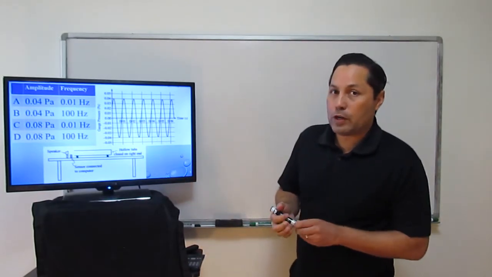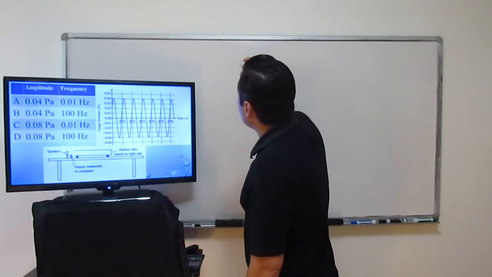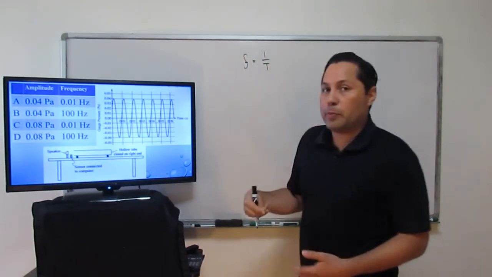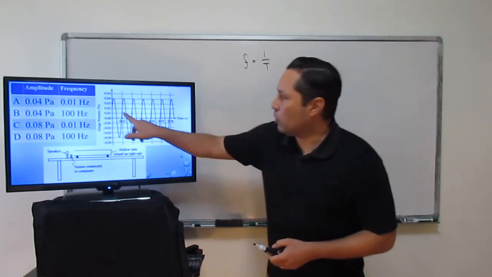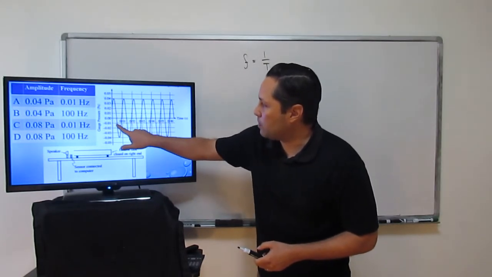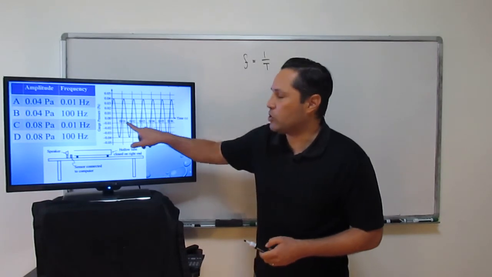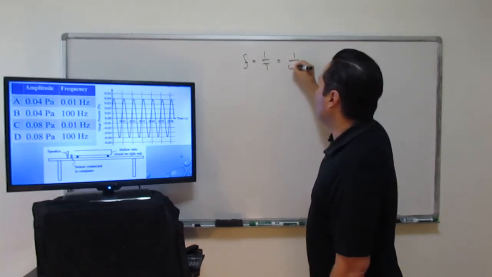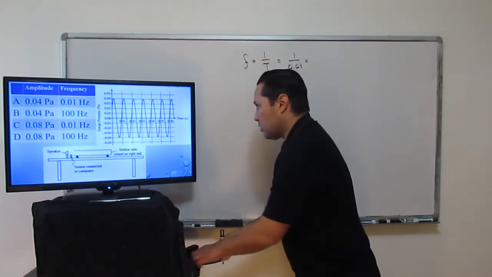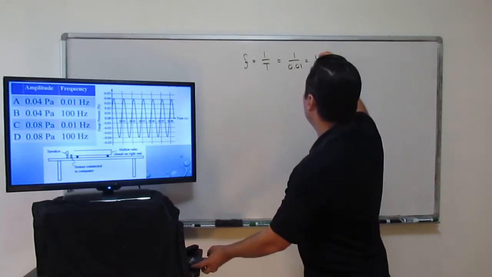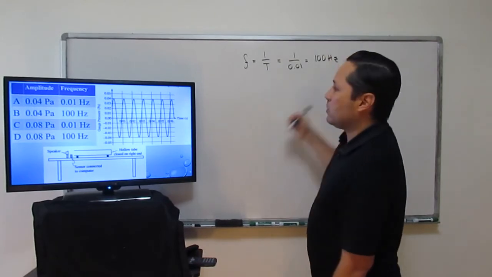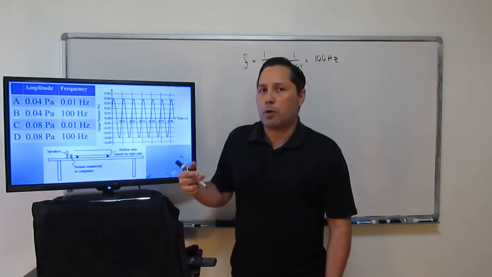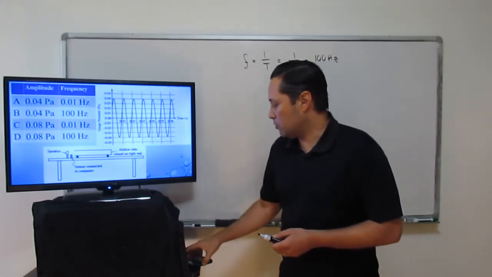Now let's go ahead and find the frequency. Frequency is found by getting the inverse of the period. So the period is the time to complete one loop. So the wave begins here, goes up, down, and completes it right here. It takes 0.01 seconds. So that is the period. So our answer will be the inverse of 0.01 second. So that's going to be 100 hertz. So our answer is the letter B. The pressure is 0.04 pascals and 100 hertz. That will be the answer for this question.